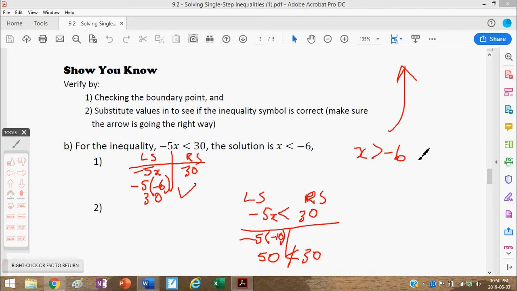And again, if I pick something greater than -6 for my x value, like, I don't know, 1, that's bigger than -6. -5 times 1 is -5. Is -5 less than 30? Absolutely. So that's what my solution should be.